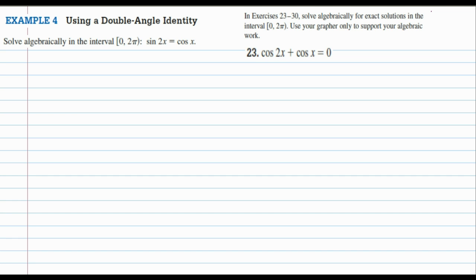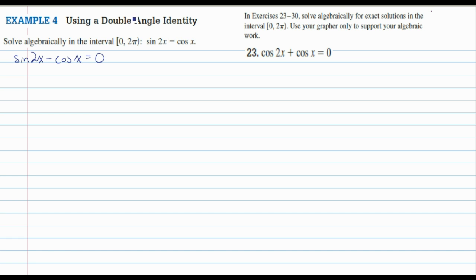In terms of Algebra 1 and Algebra 2, anytime you solve an equation, you set it equal to 0. So, maybe not anytime, but a lot of times. And that's going to work out here. So I'm going to subtract cosine of x from both sides. So I have sine of 2x minus cosine of x equals 0.